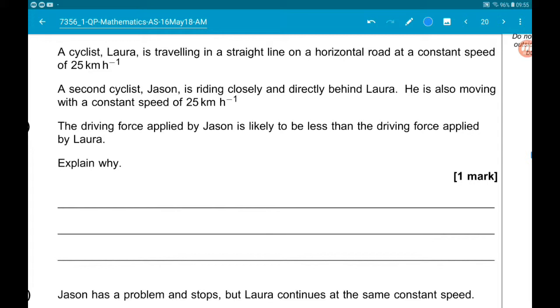Explain why. So, if Jason is travelling directly behind Laura, then he is going to be in her slipstream, which means that he experiences less wind resistance. So, anything like that, and he would be fine.